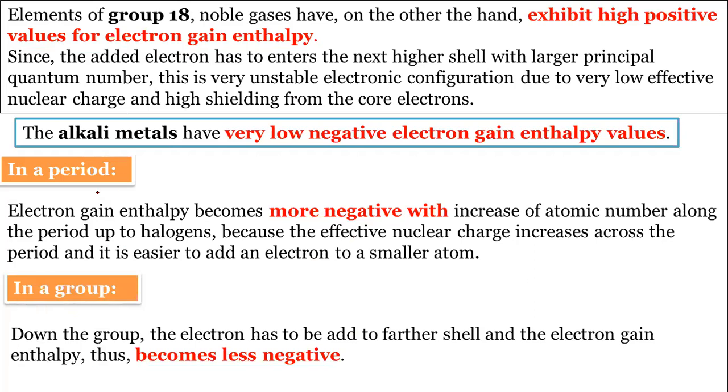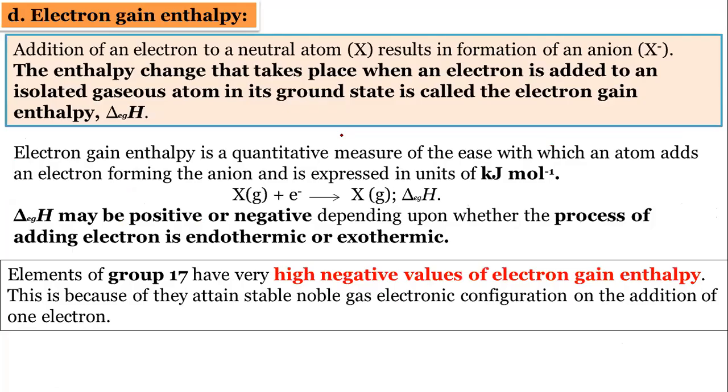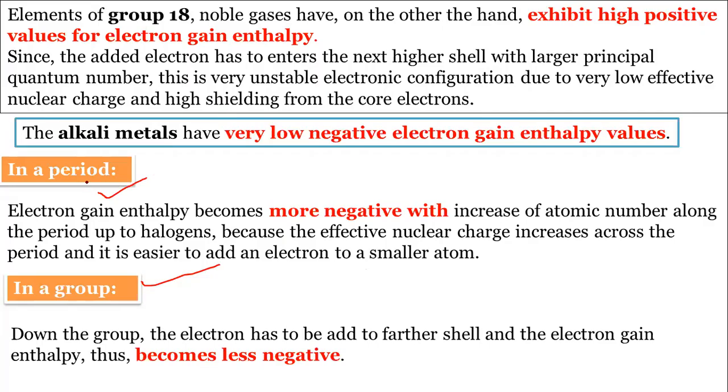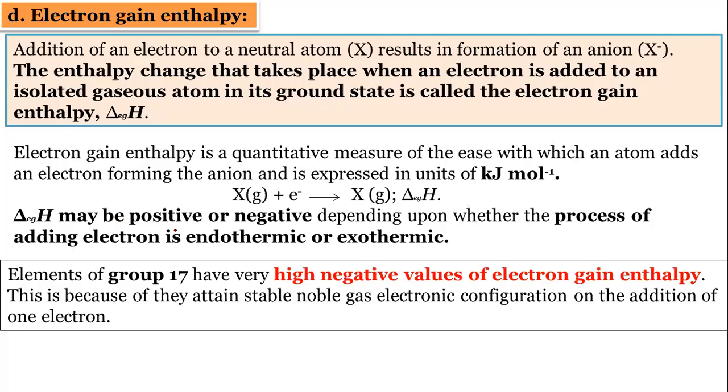This is for 2 marks: what is happening in a period and what is happening in a group only. So if the question is asked on it, explain trends of electron gain enthalpy values. If the question is for 3 marks, we have to write the definition for 1 mark, then in a period for 1 mark, and in a group for 1 mark. Don't write what is meant by it, this is not expected.